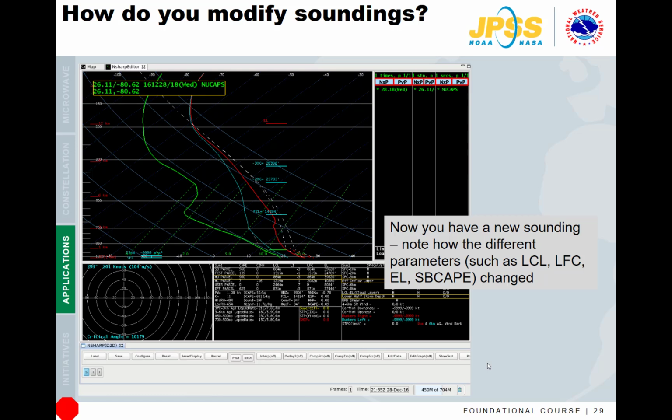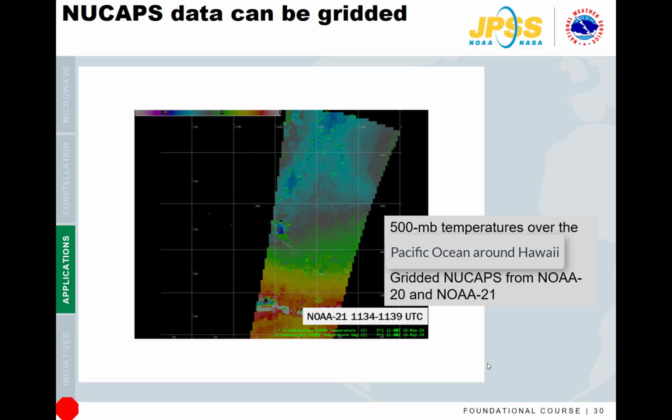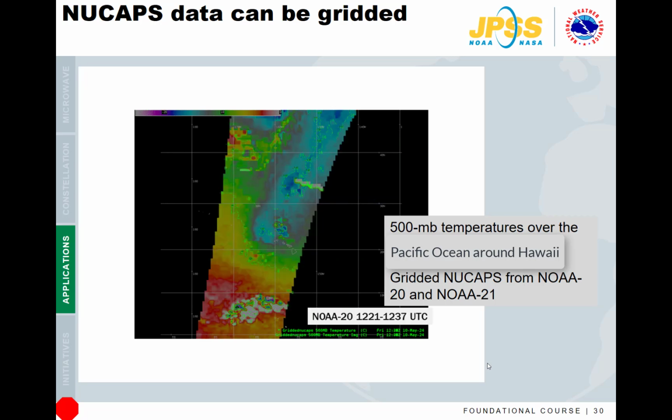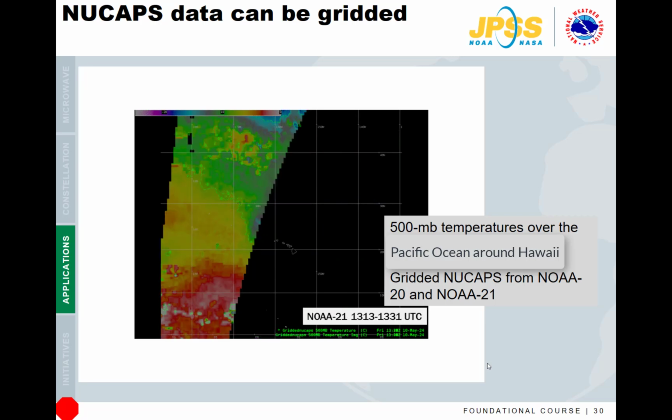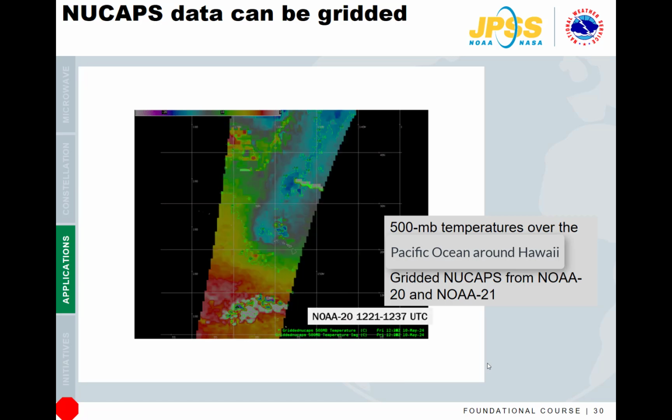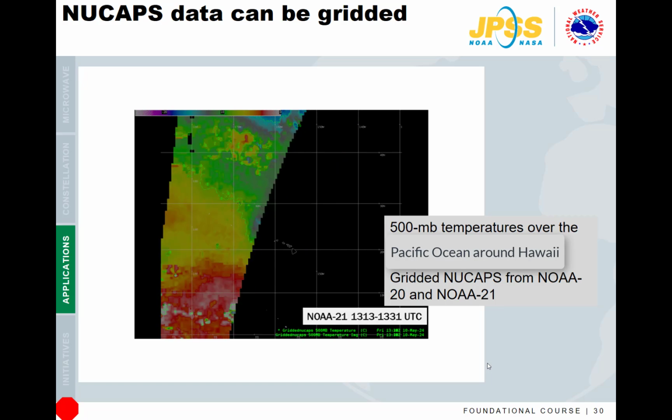You can also enter Edit Data. This will bring up a text box that allows the user to change values directly at a level or to add levels. You can view horizontal grids from NUCAPS profiles. This example shows 500 millibar temperatures over a big data void. Multiple swaths from NOAA 20 and 21 allow users to see the thermodynamics over that region.